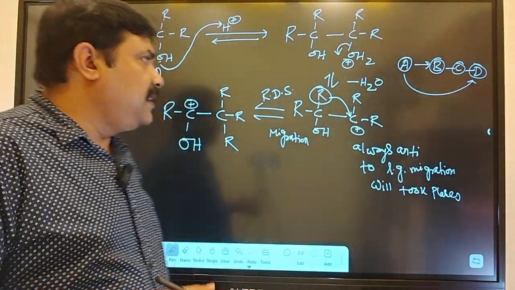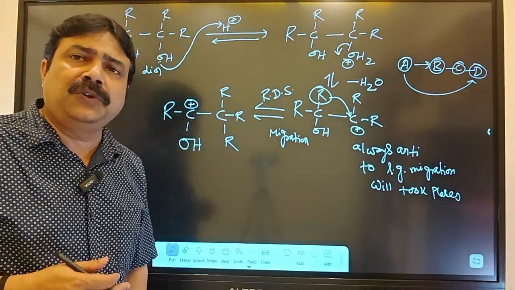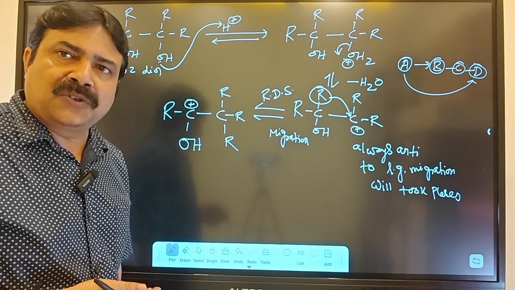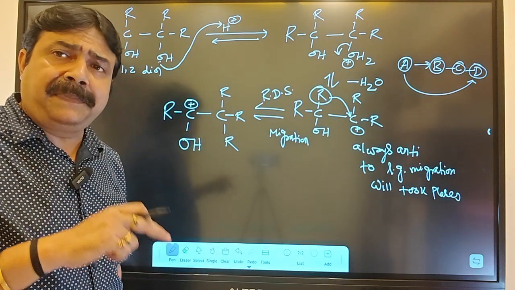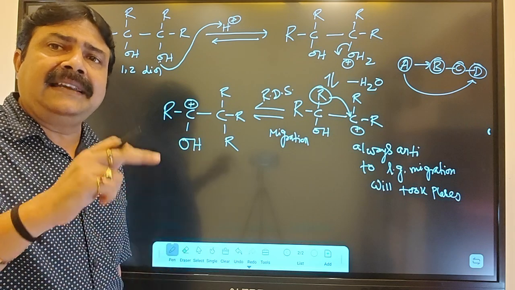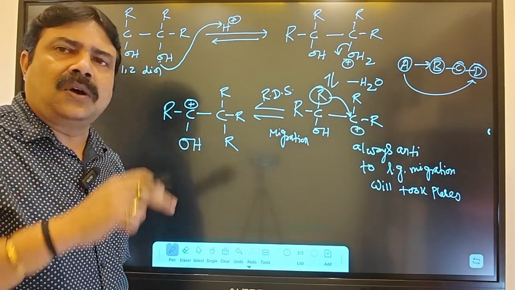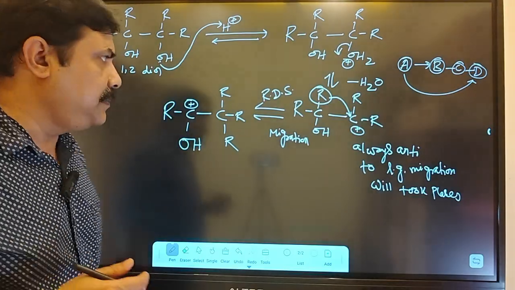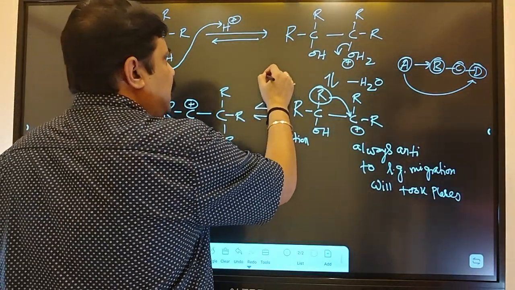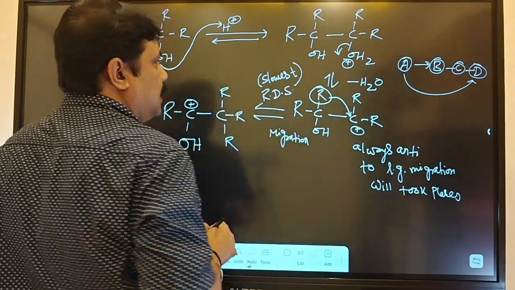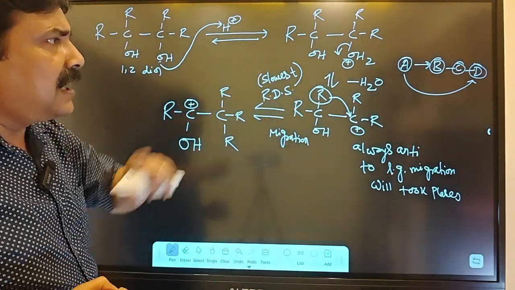Likewise, whenever any reaction proceeds in a multi-step, that means non-concerted way, the slowest step among them is controlling the overall rate of the reaction, and that is called the rate determining step. Always the RDS will be nothing but the slowest step of the multi-step process. So here migration is the RDS.